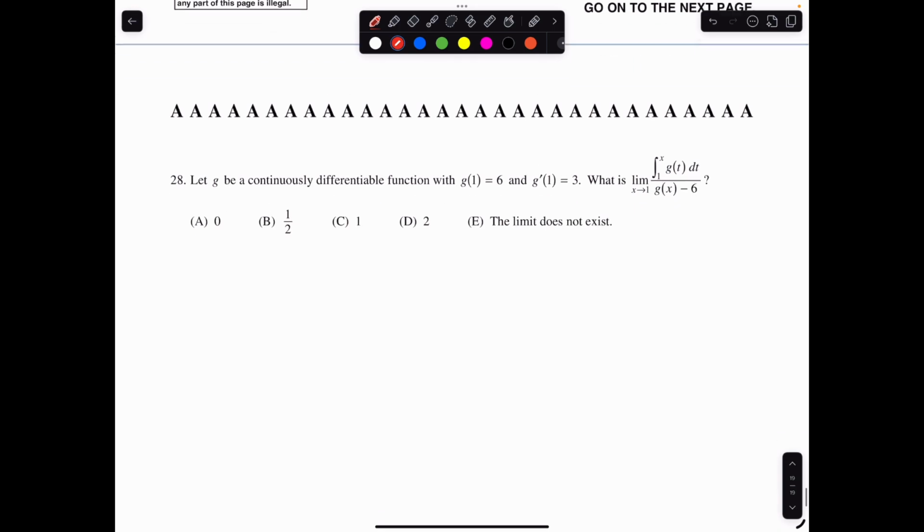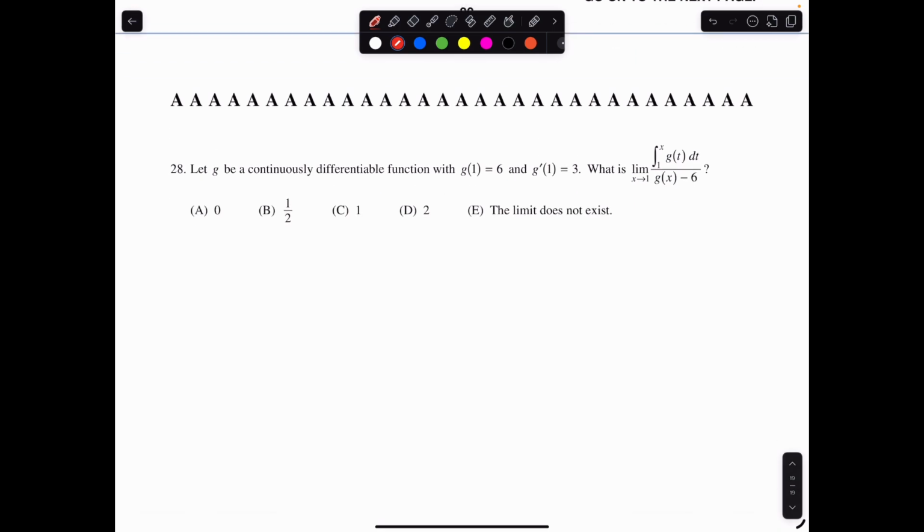Okay. Let G be a continuously differentiable function with G of 1 equals 6, G prime of 1 equals 3. What's the limit of blah blah blah? All right. If we do direct substitution, we just plug in, we get 0 over 0, which is an indeterminate form of the limit. So then I can't evaluate it. And then what I would do is just use L'Hopital's rule.